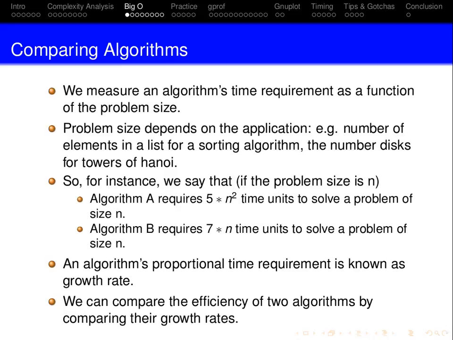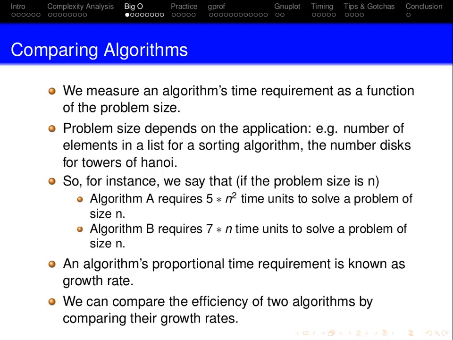Okay, so big O. We just measure the algorithm's time as a function of the problem size. Basically, when it comes down to it, we just start ignoring the constants in front of the variables and pick the highest term and say that's what it is. But officially, why are we doing that? Well, the problem size depends on the application, such as the number of elements. Say algorithm A requires 5 times n squared, and B requires 7 times n.